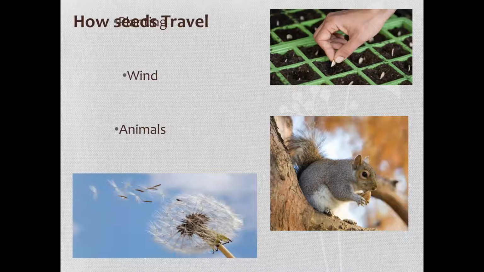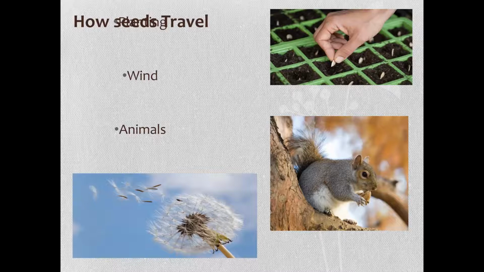And then we have animals that will move seeds around. For example, a squirrel gets in the habit of storing food away in the form of acorns. He digs and buries them, and sometimes he forgets where he put them, and guess what? He can't go back and find them, so guess what happens? They germinate and become a seedling. Eventually, they become a tree.